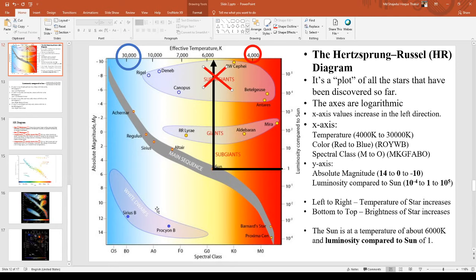Similarly, if you're given a star here, you will be able to say that this star is a white dwarf. If you're given a star here, you will say it's a massive star. If you're given a star here, you will say it's a sun-like star, an average star.